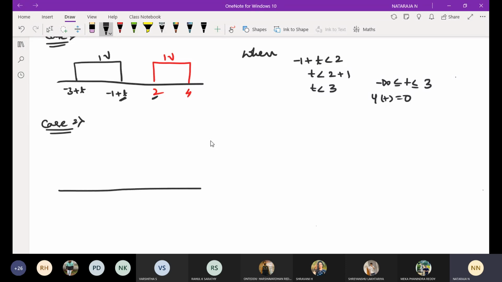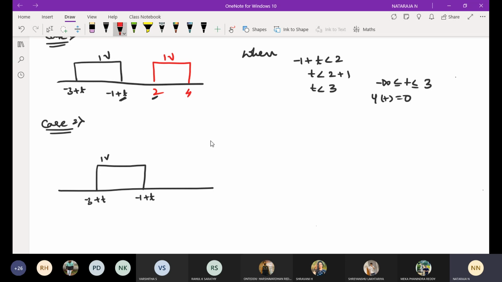This is my signal. Now, initially these two do not overlap. For some time interval they will overlap. This will be 1 volt, and this is minus 3 plus t, and this is minus 1 plus t.